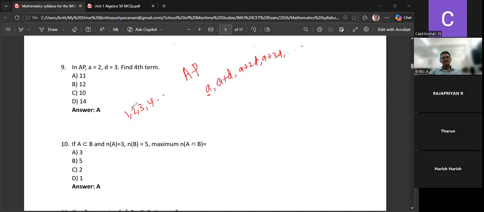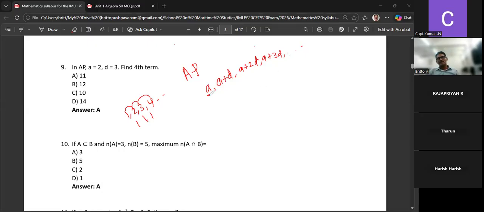Now look here: 2 minus 1 is 1, 3 minus 2 is 1, 4 minus 3 is 1. So if the difference between any two consecutive terms is equal, then the series is called an AP. In general we write an AP like this: a, a plus d, a plus 2d, a plus 3d, etc.